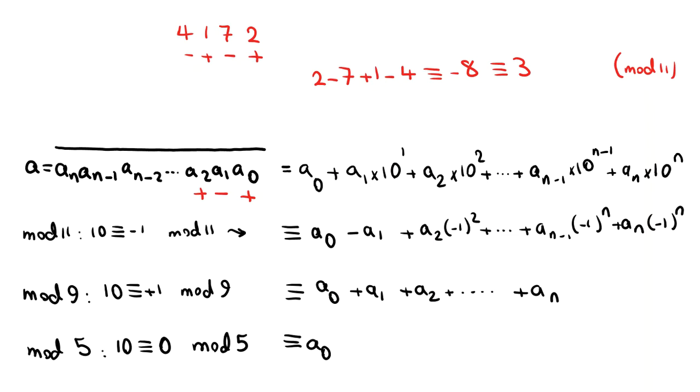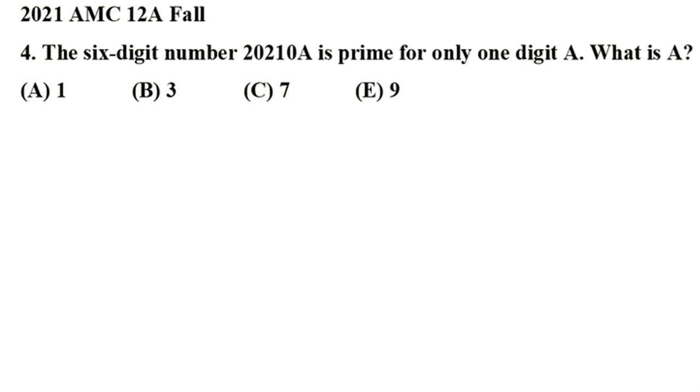So let's solve the first problem, AMC. This problem is from the 2021 AMC, American Mathematics Competitions, 12A Fall, last year. It says the six-digit number 20210A is prime for only one digit A. What is A? So you should consider different mods, and in this problem, it's easy to use. So A cannot be, because of mod what? Mod 2. You should consider last digits.